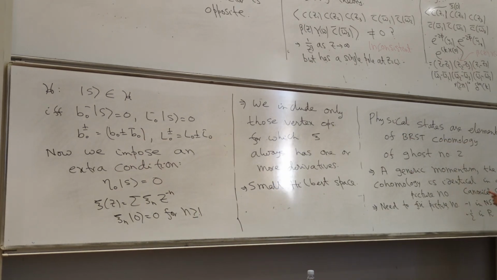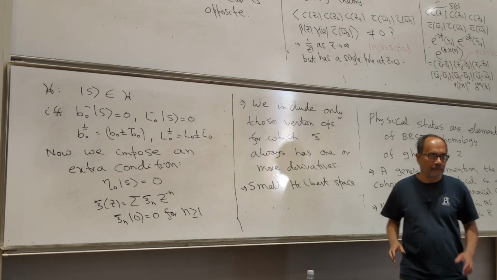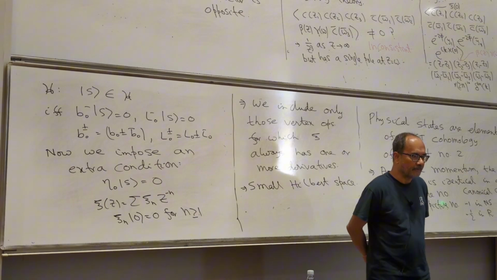So, for example, in the NS sector, you will choose -1. In the NSR, we will choose -1, -1/2, right? Then -1/2, -1, and -1/2, -1/2. Okay? So these are the canonical choices of picture numbers with which we work, right? So the physical states will belong to these picture numbers.